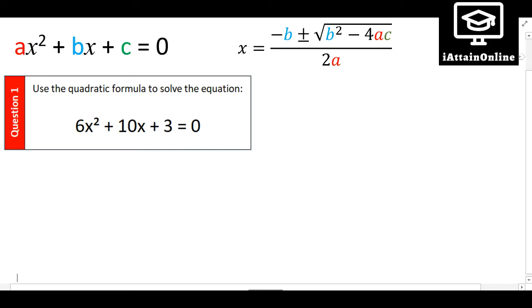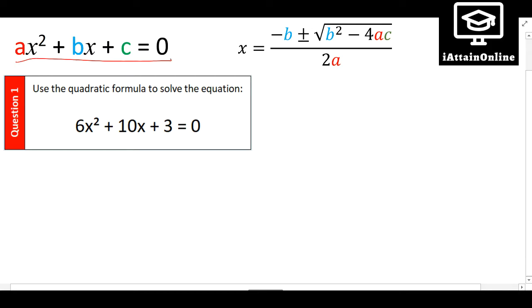6x squared plus 10x plus 3 is equal to 0. Now, a quadratic equation doesn't have a higher power of x than squared. X squared is the highest power in it. Before you solve a quadratic equation using the formula, I suggest that you first start by checking that it equals 0. This one does, so we're okay. The second thing I suggest you check is that they are in descending powers of x. What I mean by that is your x squared bit comes first, then your x, and then just the number.